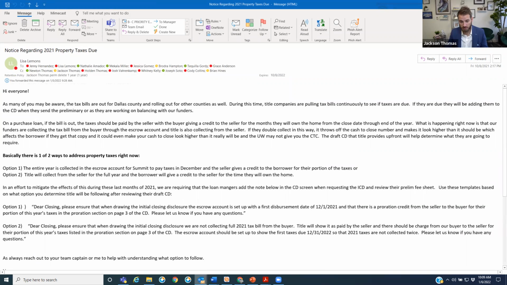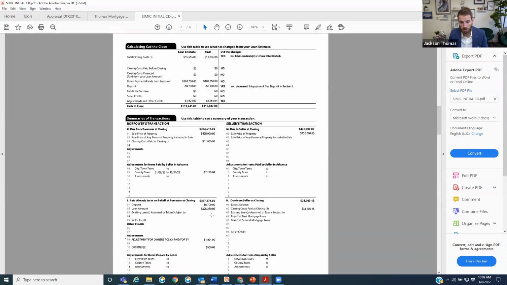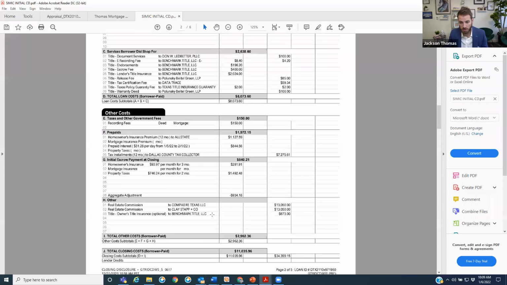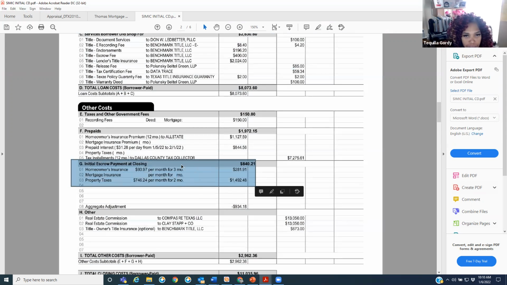Let's see if I can find a CD real quick. Okay, here we go. Do you see how the property taxes are being paid for the entire year over here? And then we're just collecting for the new inbound account. So it's like 3 and 2. That's pretty common, we're usually going to be around 3 months.